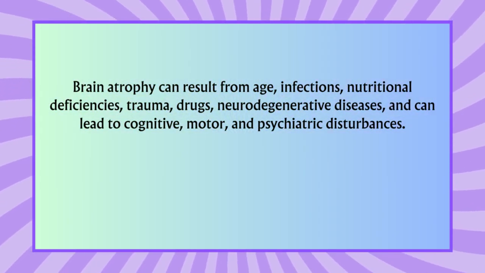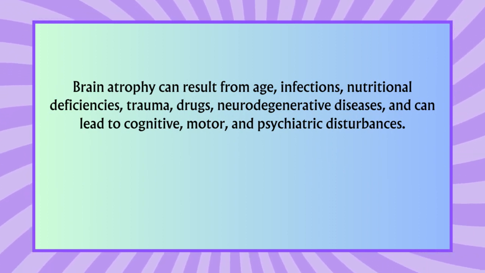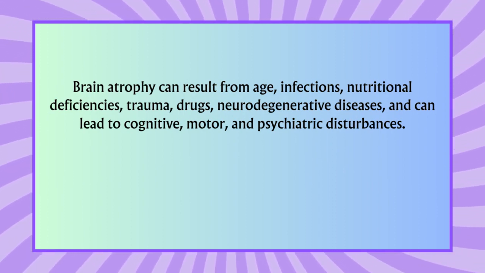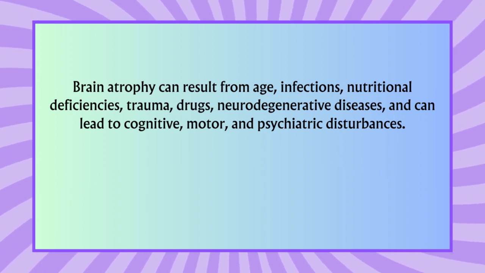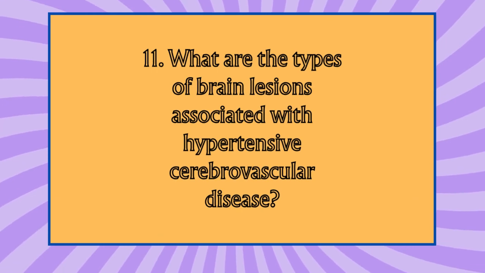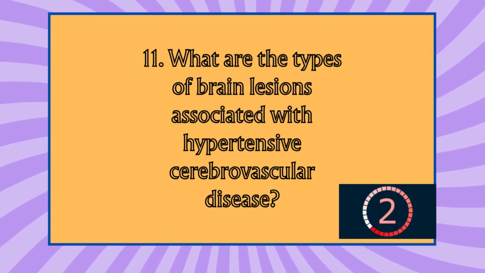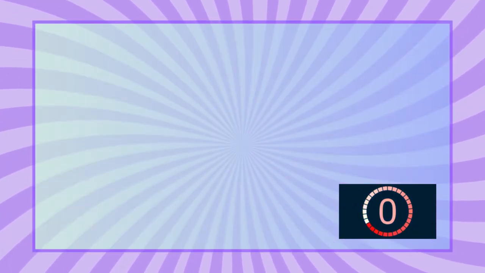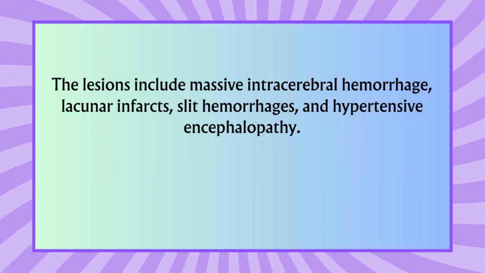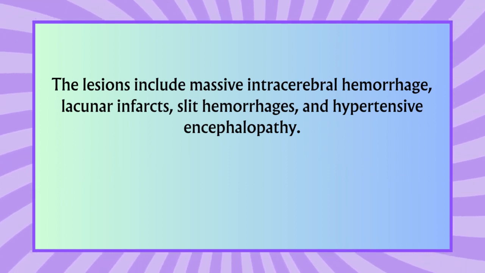It can result from age, infections, nutritional deficiencies, trauma, drugs, neurodegenerative diseases, and can lead to cognitive, motor, and psychiatric disturbances. 11. What are the types of brain lesions associated with hypertensive cerebrovascular disease? The lesions include massive intracerebral hemorrhage, lacunar infarcts, slit hemorrhages, and hypertensive encephalopathy.